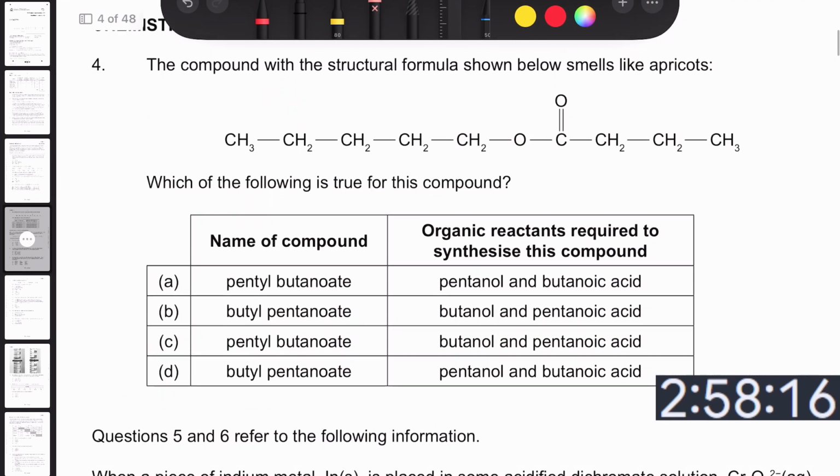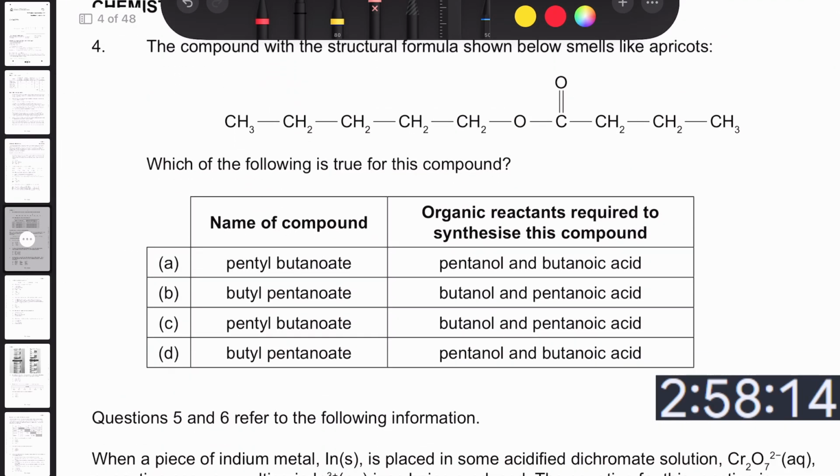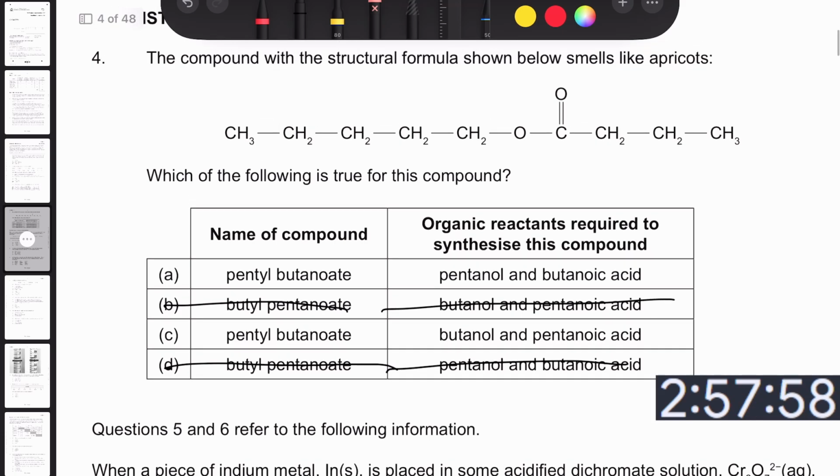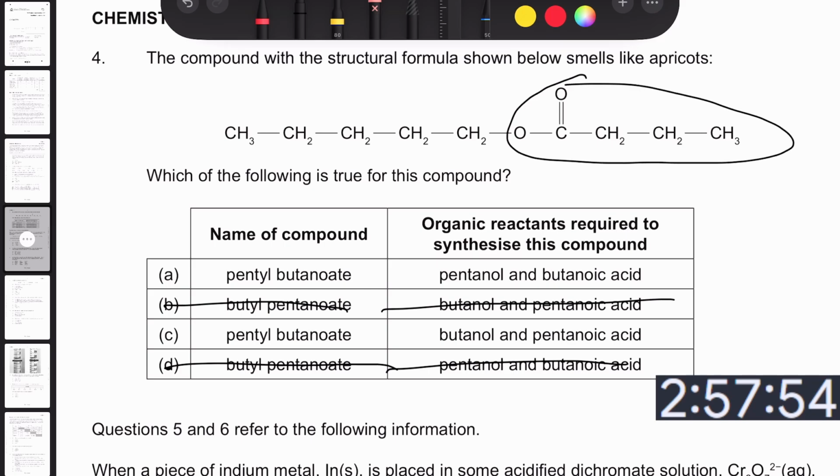The compound of structural formula below smells like apricots. What is true for this compound? This is a 1, 2, 3, 4, 5 pentyl. So let's get rid of these. Butanoate. Organic reactants required to synthesize this compound. So we need this. So this is going to be a butanoic acid and a pentanol.